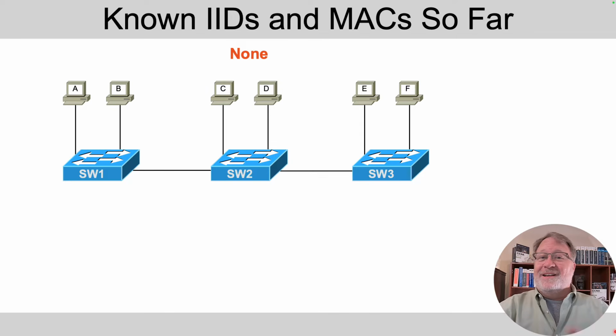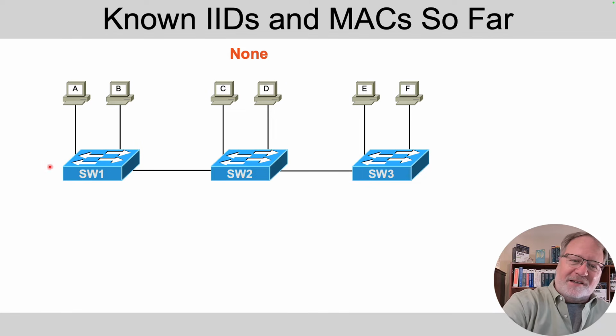So at this point, in my analysis, we don't know anything yet. We don't know any of the MAC addresses, and we don't know any of the interface IDs. So let me walk you through the command line interface to show you how to discover some facts about switch SW1 and hosts A and B.